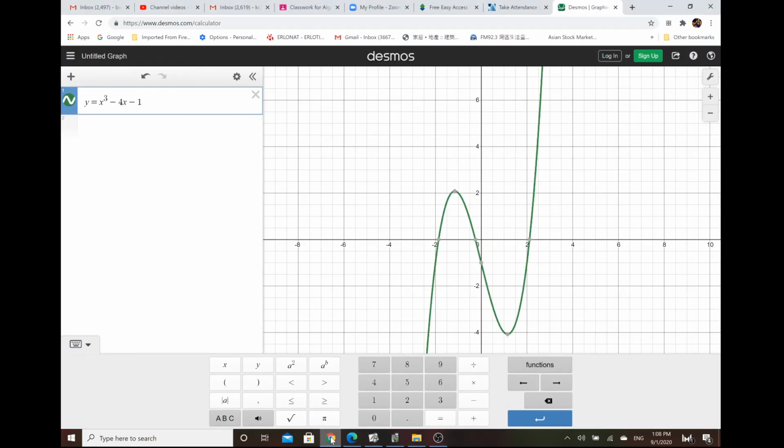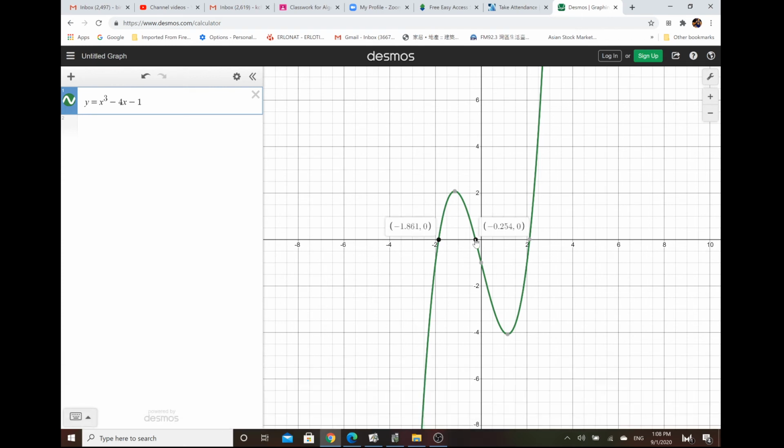As you can see, it's a polynomial: increasing, decreasing, increasing. It's an S-shaped curve. And once you click the x-intercepts here, you'll get all the zeros. Okay, so we got negative 1.861, negative 0.254, 2.115. So that's pretty straightforward if you do that on Desmos.